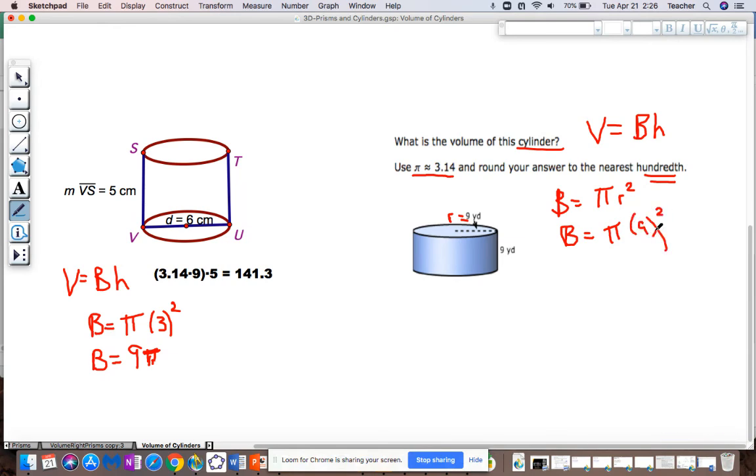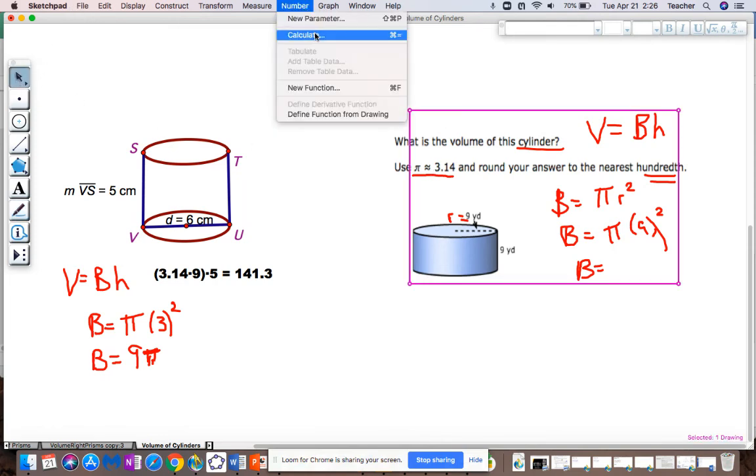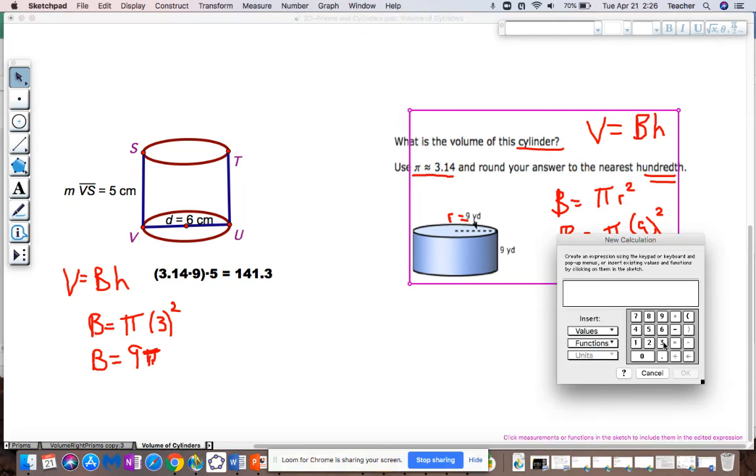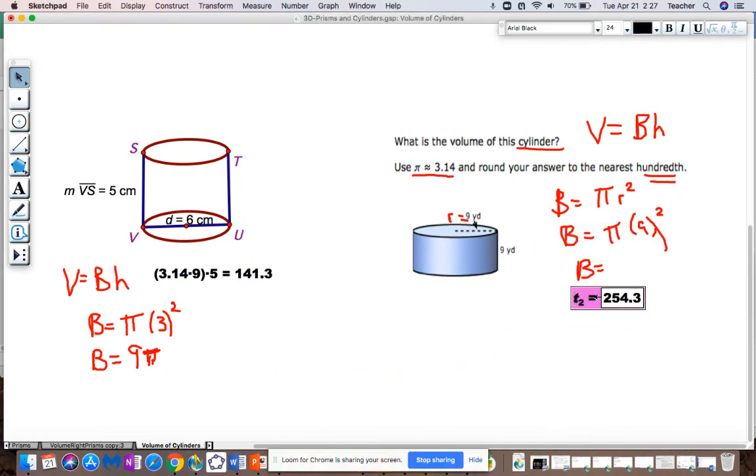So that is 81 pi, but again, it wants us to use 3.14 for pi. So we're going to do that. 3.14 times, we'll go ahead and put the 9 squared in, even though we know that's 81. 254.34. Now that is not the volume. That is the area of the base. So make sure we pay attention to what's what. That is the area of the base.